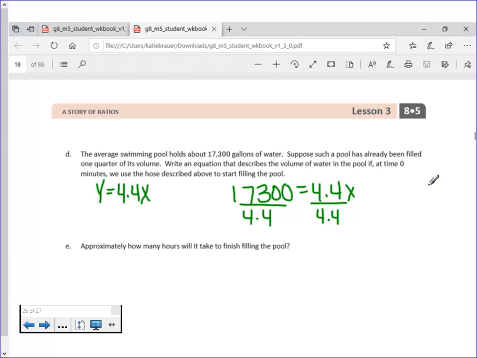Oh, shoot, I didn't even pay attention. Oh, wait, this is different. Oh, it says that a pool's already been filled up a quarter of its volume. So now we're going to take that number divided by 4. Okay, we don't have time. Put it up, we'll finish it tomorrow.